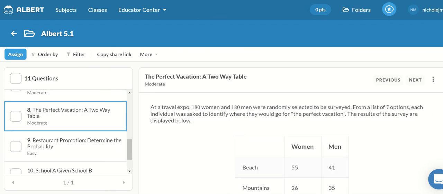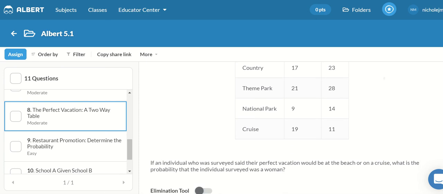Let's take a look at number 8. Number 8's just like number 7 in the fact that you're going to have to do some adding before you divide. And your hint on this one is you're going to have to add on the numerator and add on the denominator. The probability you're calculating is, let's see here.